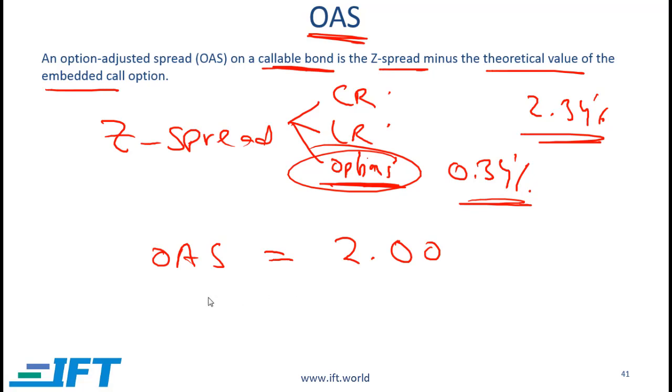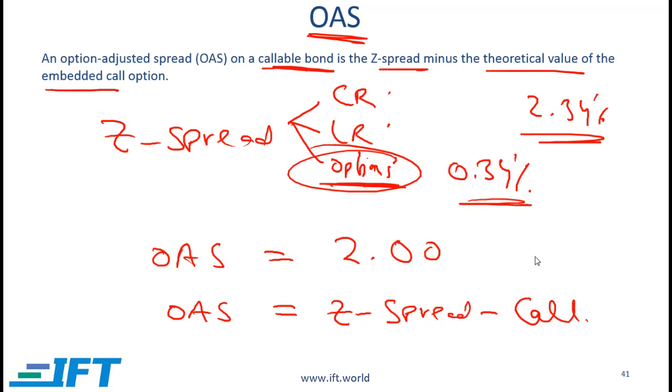2.00. If we put it in terms of a formula, for a callable bond, the option adjusted spread would be equal to Z spread minus the spread associated with the call option. Okay, so that is the point made over here.